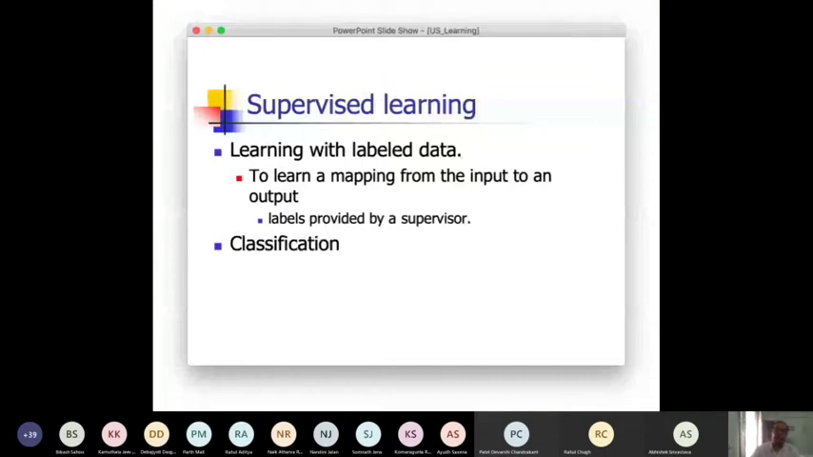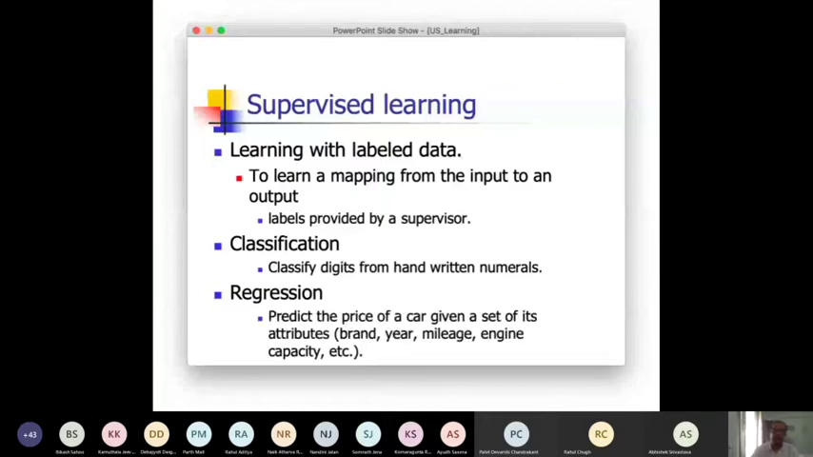As I mentioned, there are primarily two kinds of tasks that we considered under this supervised learning framework. One is classification, and the other one is regression. So in classification, some example could be that you classify digits from handwritten numerals. Just an example. Similarly, for regression, it is easier to understand with examples. That's why the examples are given, and we understand now because we went through all those lectures. So to predict the price of a car given a set of its attributes, that could be an example.